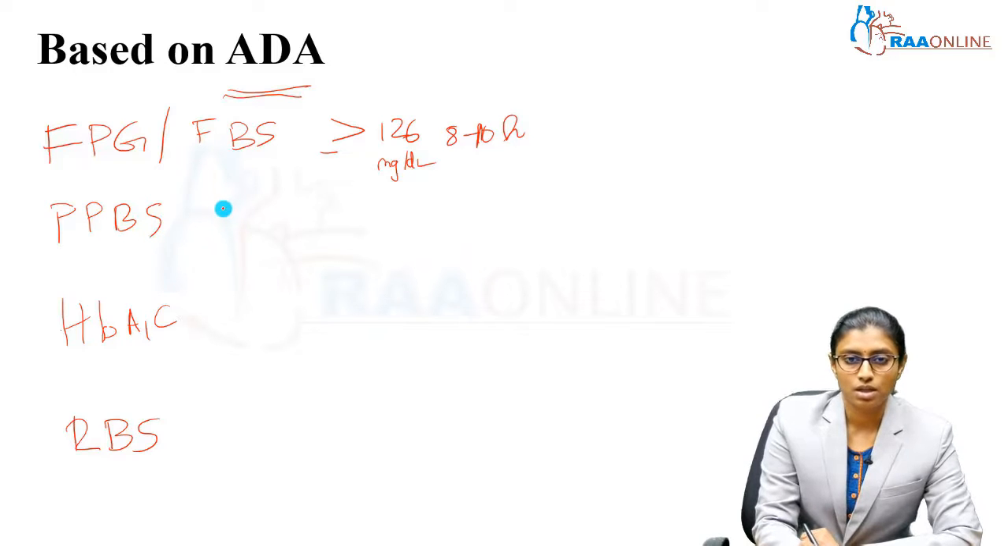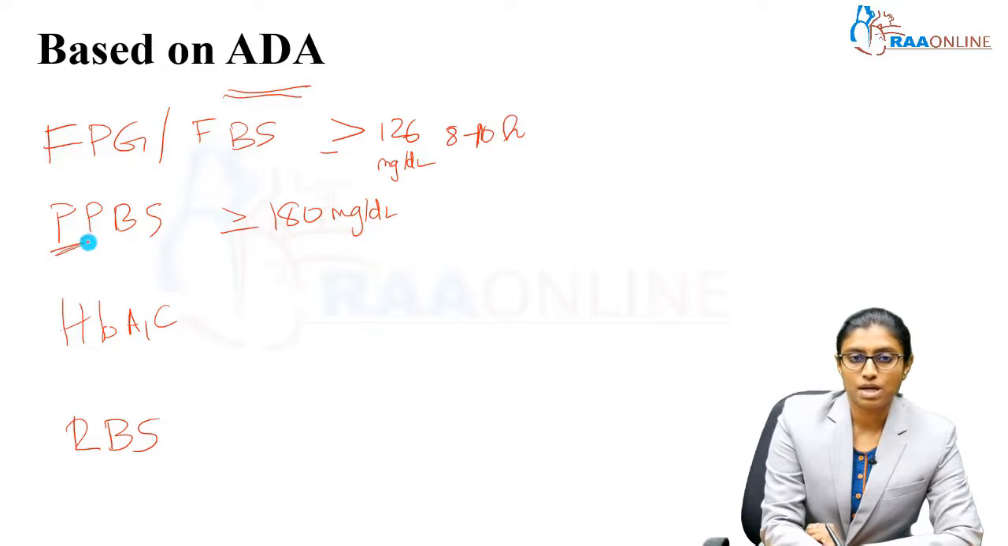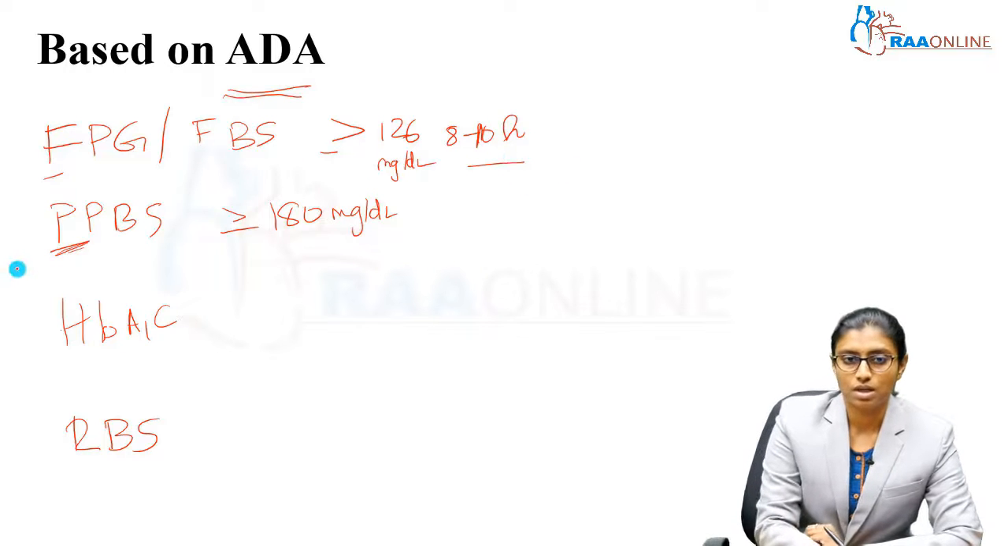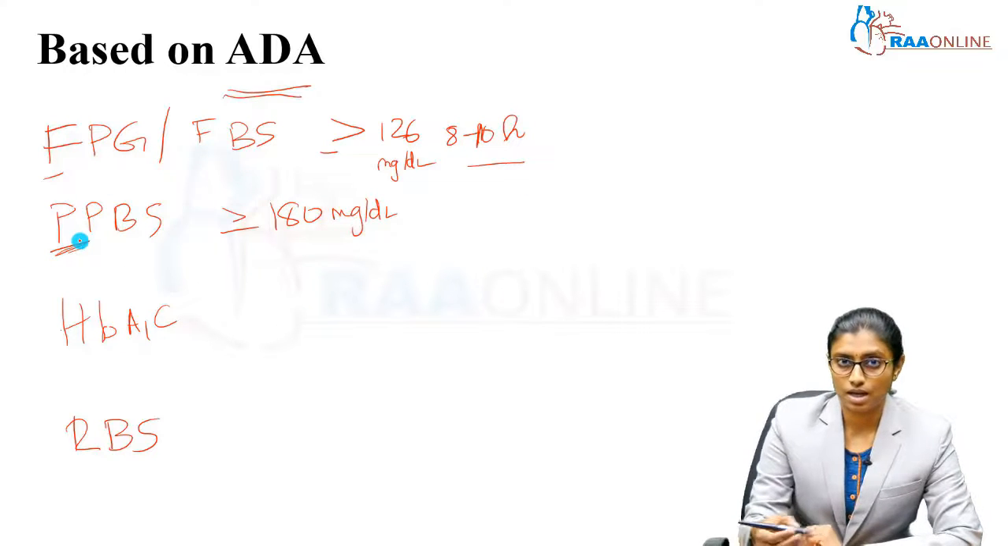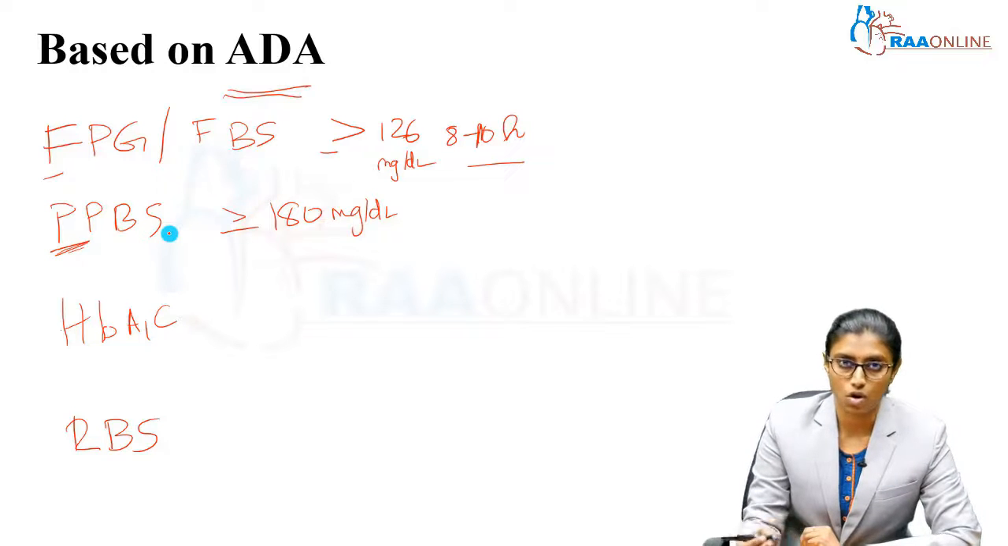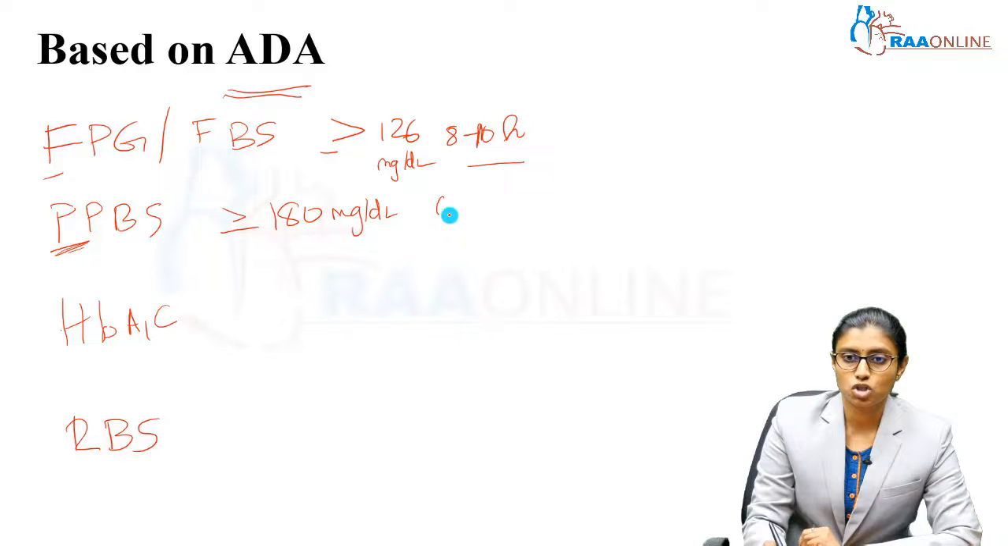Postprandial blood sugar, if it is more than or equal to 180 mg per deciliter. And what does this postprandial mean? Here I told you fasting means after 8 to 10 hours of overnight fast. This postprandial blood sugar, unlike what is done routinely in all laboratories, is not just 2 hours after a normal diet. It is something which should be done after an oral glucose tolerance test.